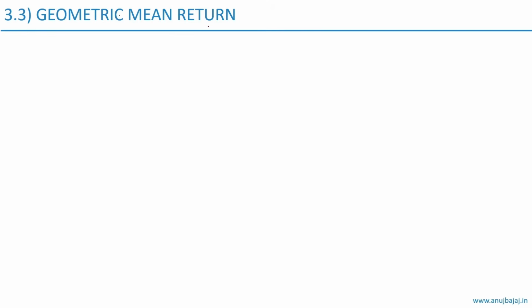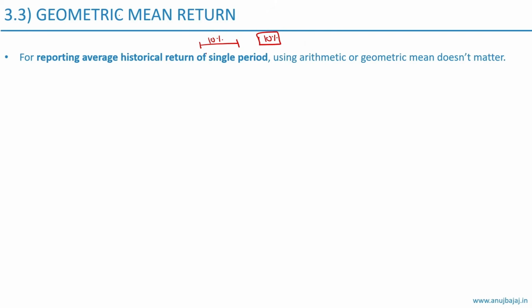Suppose you held an asset for 1 year and during that year you earned a return of 10%. If you want to report the return that you have earned during 1 year, you would simply say 10%. There is no need to find an average. There is no need to find the arithmetic mean or the geometric mean because we only have one observation over here. Hence, when we want to report the average historical return of only a single period, using arithmetic mean or geometric mean does not matter because both will be the same.